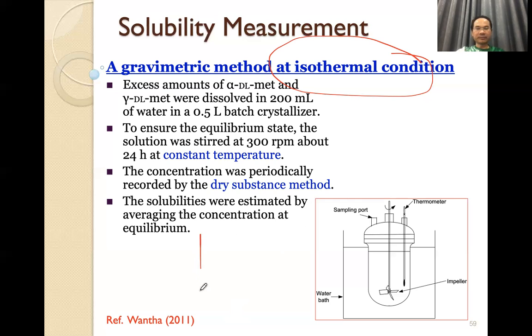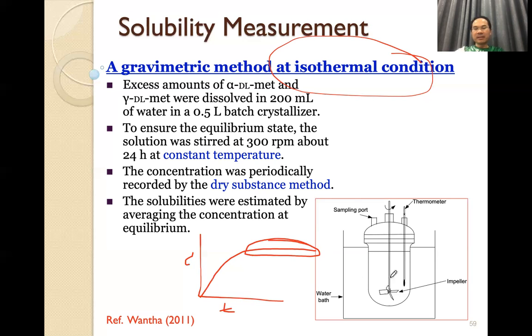And then you get the concentration increasing with time. For example, the concentration at the start is 0, and it increases until it reaches a constant value. This means the concentration has reached equilibrium. That means if you add more crystal, more solid, it cannot dissolve because we fix the temperature at constant. This is the gravimetric method.